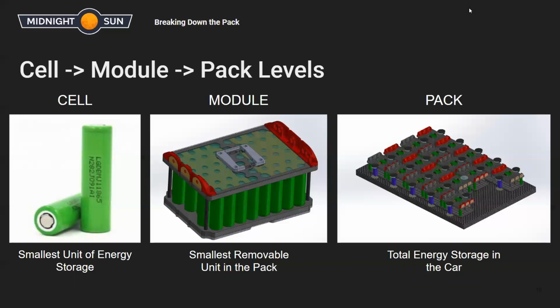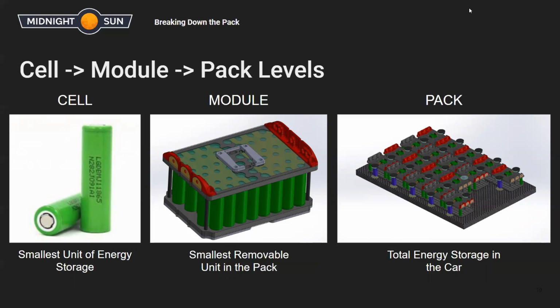So mechanically, there's a few different levels of the pack: the cell, which is the smallest unit of energy; the module, which in our case has 50 cells in each module; and then the pack, which has all the energy storage in the car. Our pack is about 11 kilowatt hours, and there's 900 cells total.